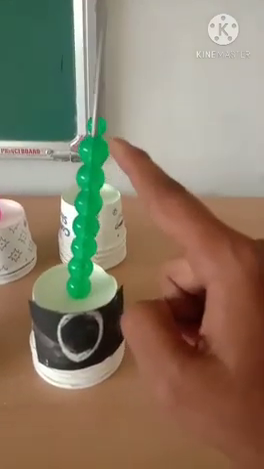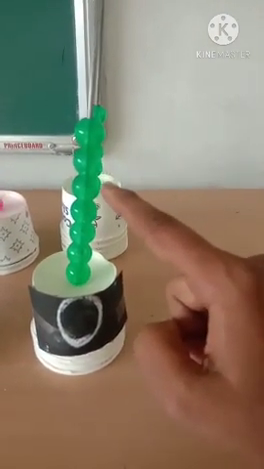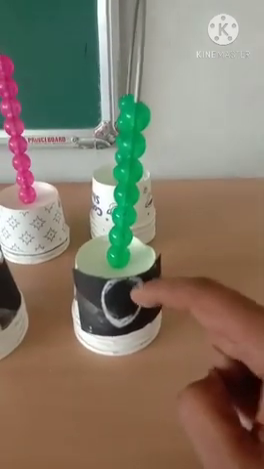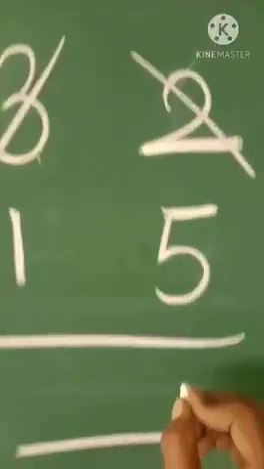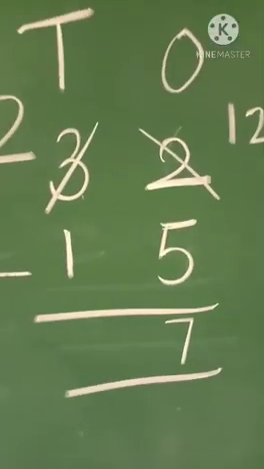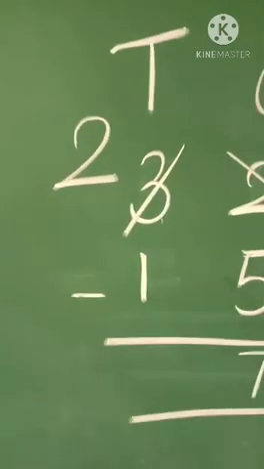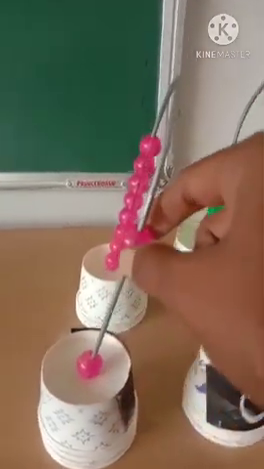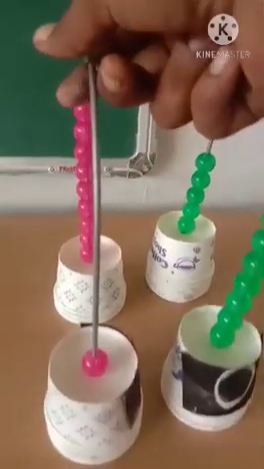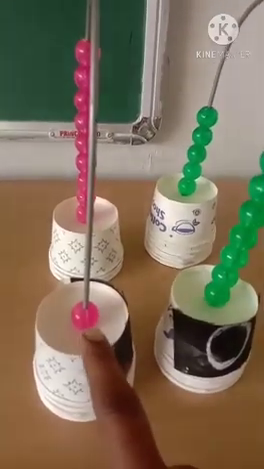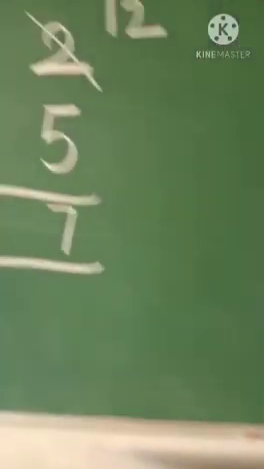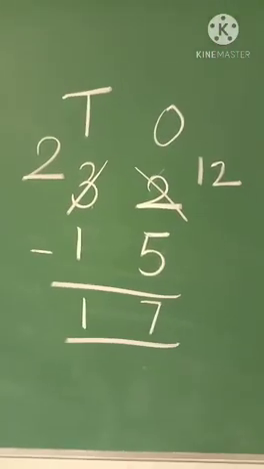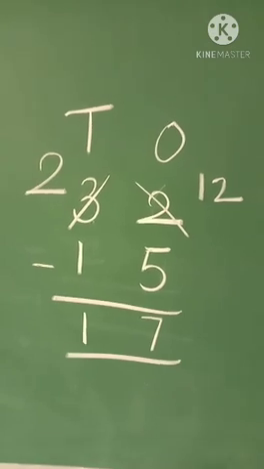Remaining, how many beads are there? Shall we count? 1, 2, 3, 4, 5, 6, 7. So we got 7 ones. So let us write here 7 ones. 2 minus 1 in the tens place. So from 2 beads we are going to take 1 bead away. How many are remaining? Yes, 1. Let us write here 1. So in the regrouping sum, we got 17 as the answer.